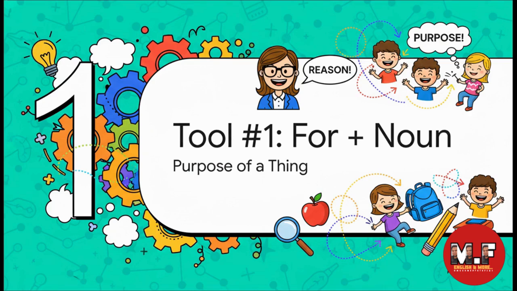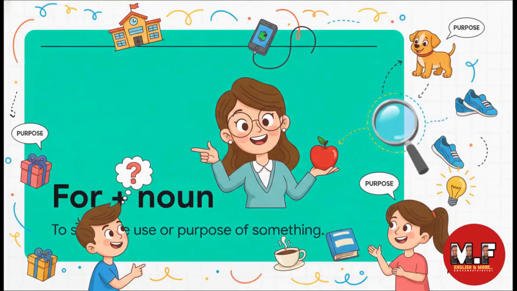Now, this one is super straightforward. It's all about explaining the purpose of a specific thing. So, here's the deal. We use for followed by a noun. A person, a place, a thing. It is the perfect tool when you want to explain the purpose of something. Just ask yourself the question, what is it for?